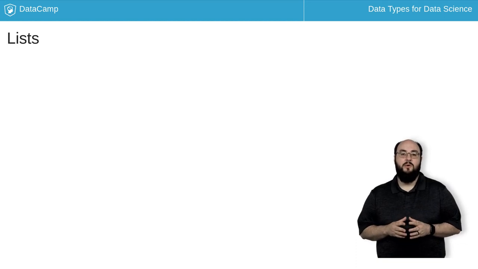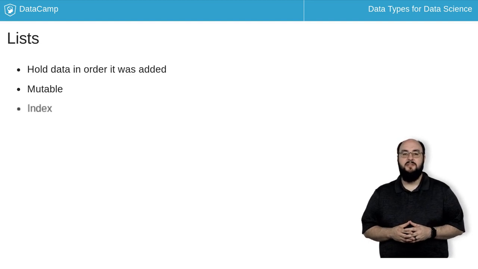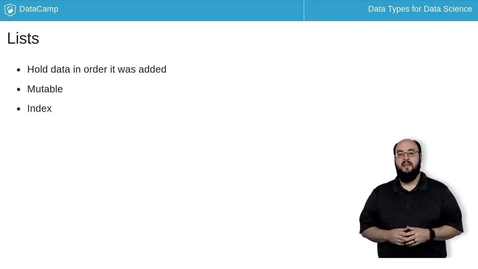Often we need to hold an ordered collection of items, and lists allow us to do just that. Lists are mutable, so we can add or remove data from them. Lists also allow us to access an individual element within them using an index. Let's see this in action.